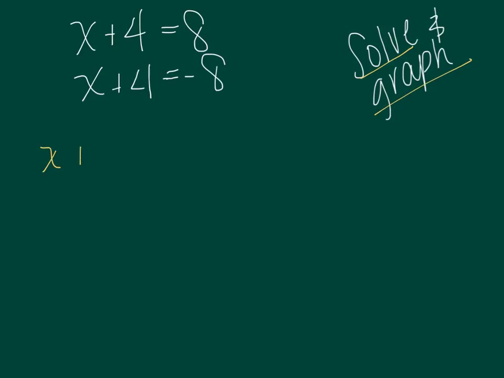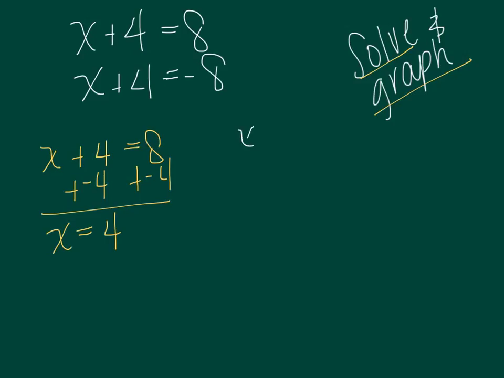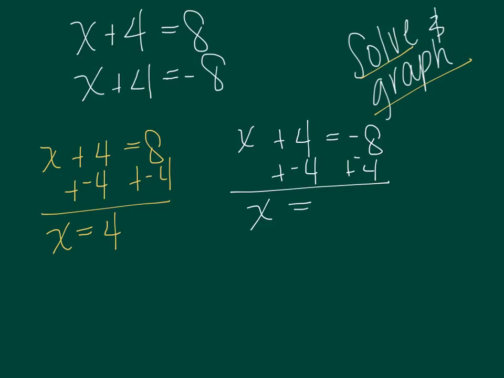I'm just going to take x plus 4 equals 8 and I'm going to add a negative 4 to both sides to get x equals 4. Then I'm going to do the same with the other one, x plus 4 equals negative 8. Again, I'm going to add a negative 4 to both sides to isolate that value. And in this case, I get x equals negative 12.